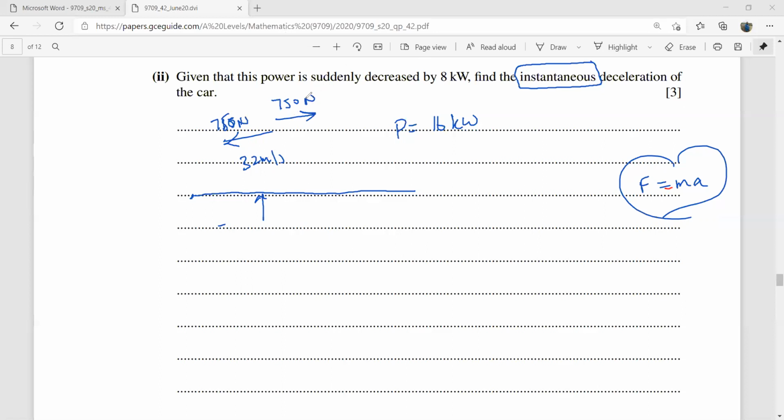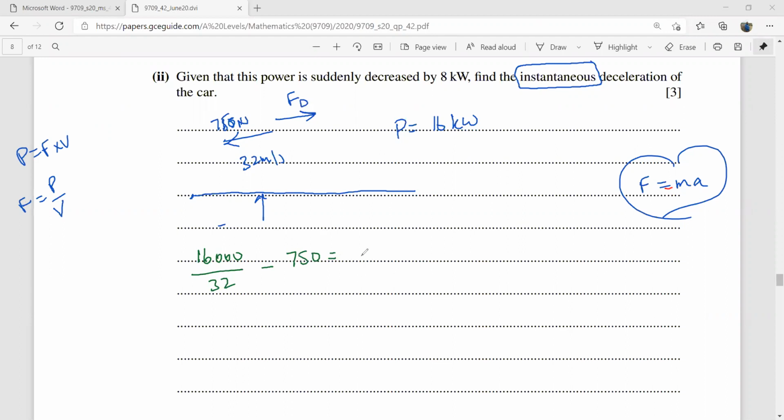Okay, so this means we would need to determine what this forward force is. We know that the speed is 32. This is constant. You will have to determine that new forward force. Okay, and you have the formula power is equal to F into V, and this F would be power over V. Okay, so the forward force, guys, is going to be now 16,000 over 32 minus the backward force, that is 750.